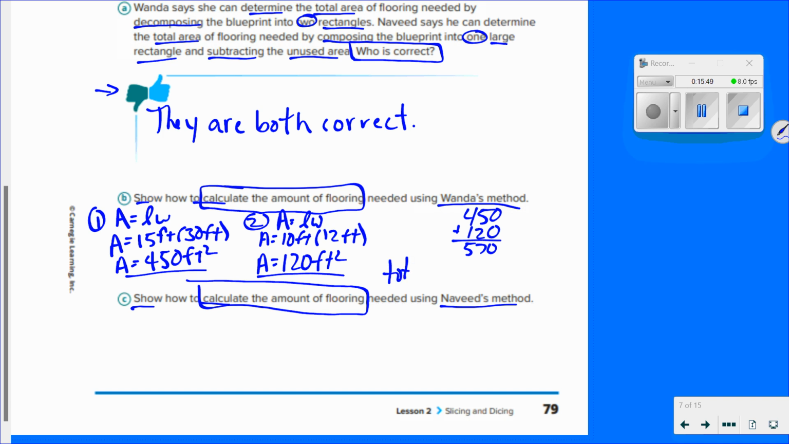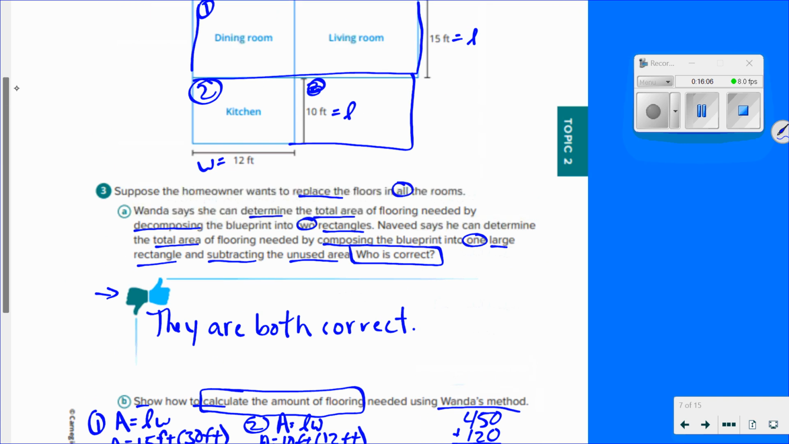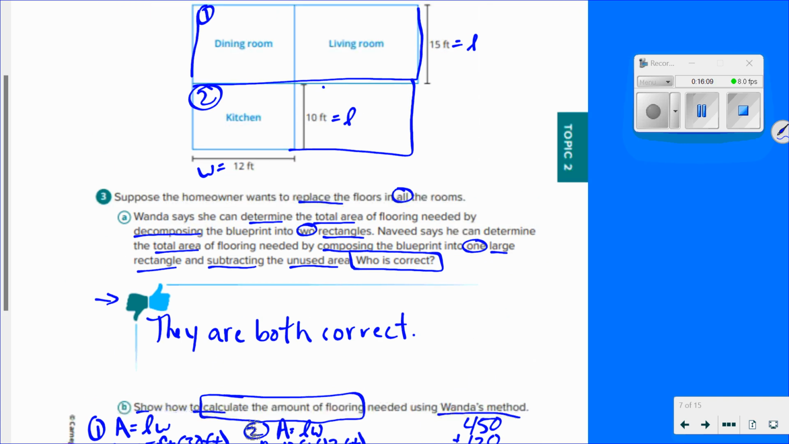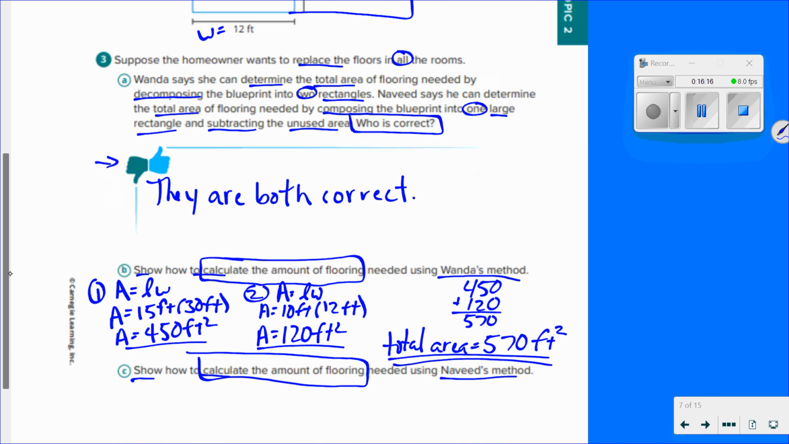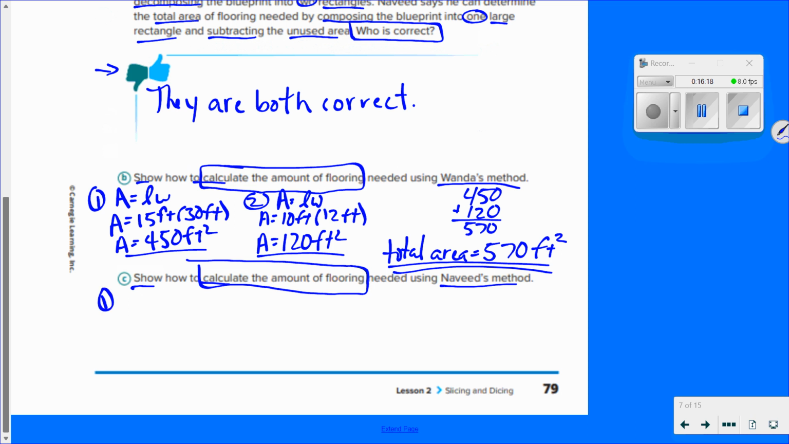So my total area equals 570 square feet. Make sure you put the exponent in the right spot. Okay? Now let's look at using Naveed's method. Naveed said, okay, I've got the one is the same, but it's now this whole big one. My second is just this little bitty one. So for him, my big rectangle is going to be length times width.